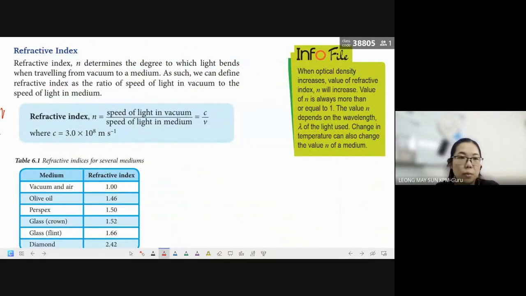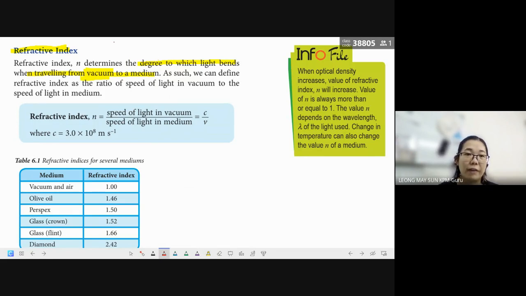Okay, so in this situation, when we talk about refraction of waves, the refractive index determines the degree to which the light bends when traveling from a vacuum to a medium. Please do take note, it's traveling from a vacuum to a medium. Vacuum means there are no air particles inside. When there are no air particles inside, the light wave will definitely move at the highest speed of light.